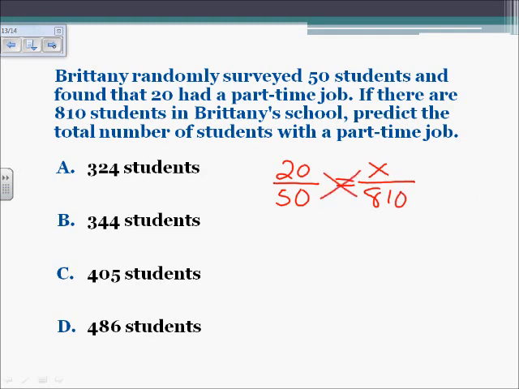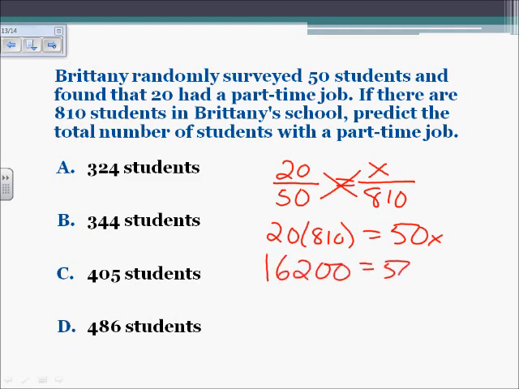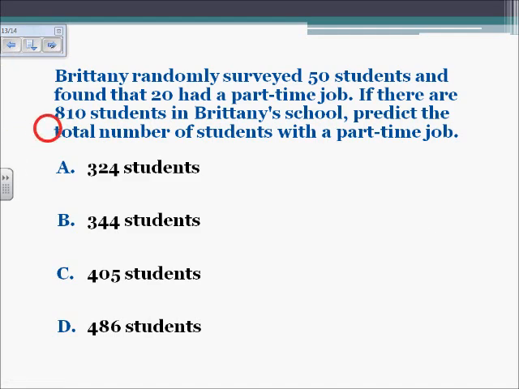So here we can cross multiply and solve to see if we can accurately predict how many students have a part-time job. So we'll have 20 times 810 is equal to 50x. We will then go ahead and multiply 20 by 810. We'll end up with 16,200. Set that equal to 50x. Divide both sides by 50. And we have x is equal to 324. So based off of this proportion, we can guess that there are 324 students in her school that have a part-time job.